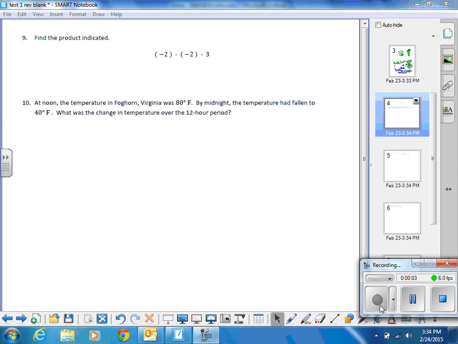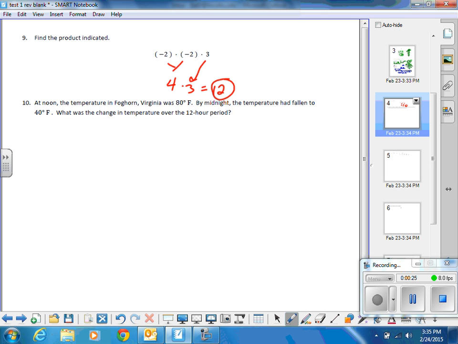Okay, back again. So, let's take a look at this: find the product indicated. What I want to do here is multiply this. If I'm doing it by hand, I need to take the first two and do them together. -2 times -2 is going to give me a +4, and then I just bring down the times 3. 4 times 3 is going to give me 12, and I'm done.